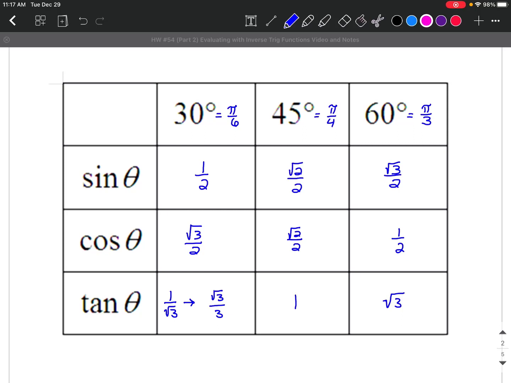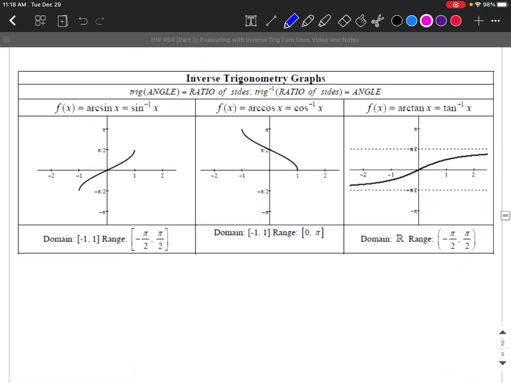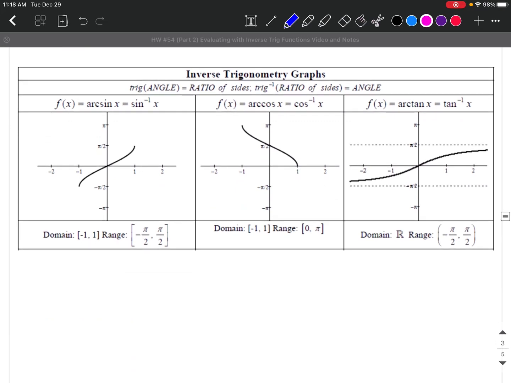So now we have the basics of our special angles. Now we can look at our inverse trig functions. Now before we actually start evaluating, I'm going to take a moment and we're going to look back at those inverse trig graphs and the restricted domain and range. I'd like to look at the range because the range, that's where your angles are. Remember, these are the angles.